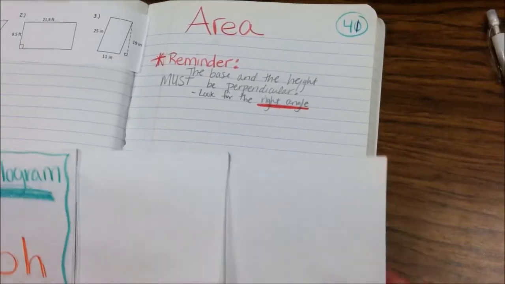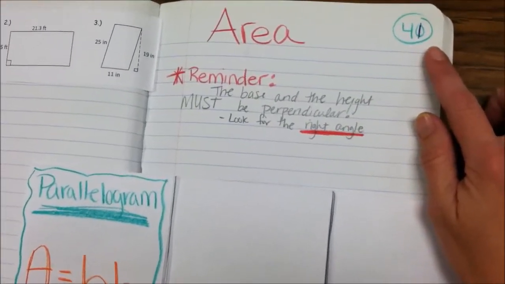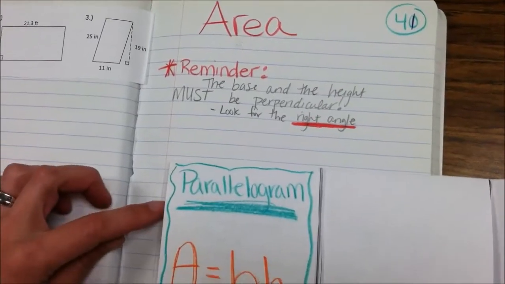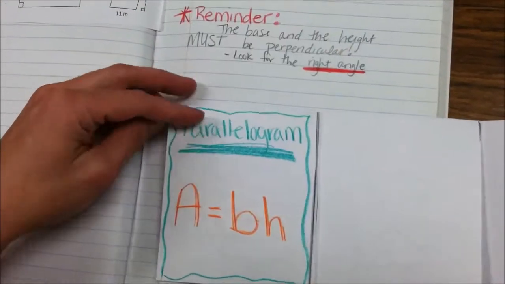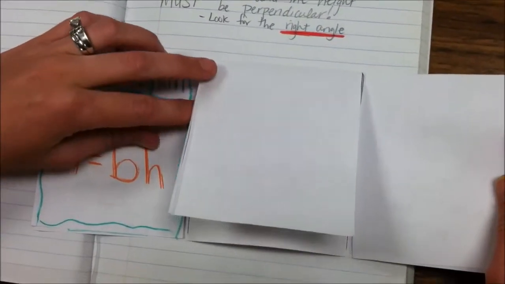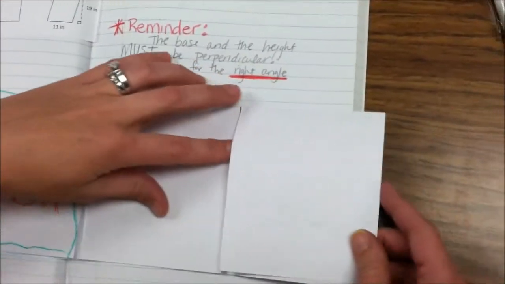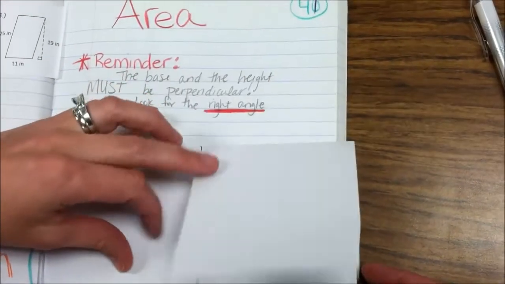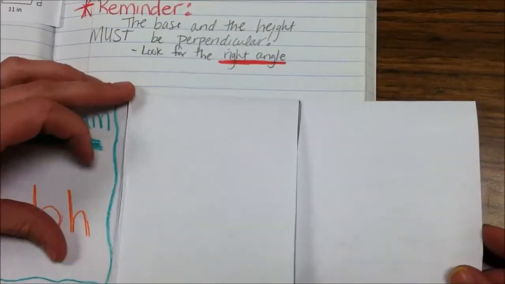Okay, today we're going to continue on page 41, which we have been talking about area. So far we've done area of a parallelogram, and you should have had this all filled out. Today we're going to fill out the middle, and that's going to be area of triangles. And then we're going to fill out this side, which is going to be area of trapezoids. So the first thing we want to do is start in the middle with triangles.